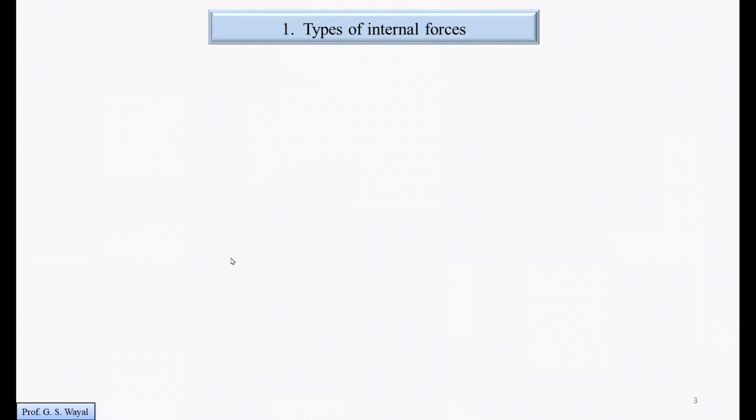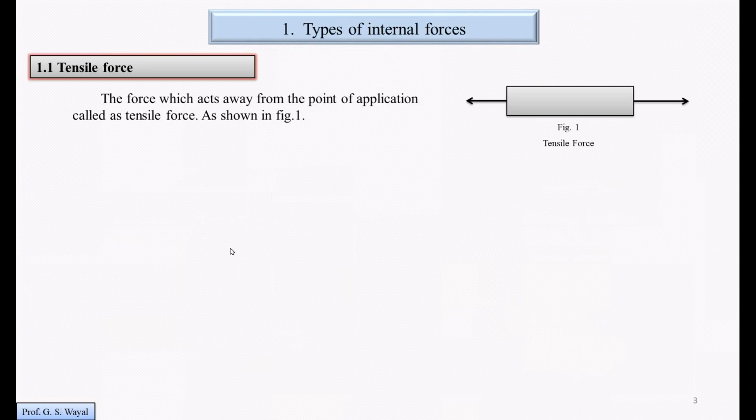So first is the types of internal forces. Okay, so basically we have three types of internal forces. That particular internal force totally depends on the external force acting on our particular member. Okay, so first is the tensile force. The force which acts away from the point of application is called a tensile force. Okay, so which force do we call a tensile force? If the force is acting away from the point, that particular force is called a tensile force.